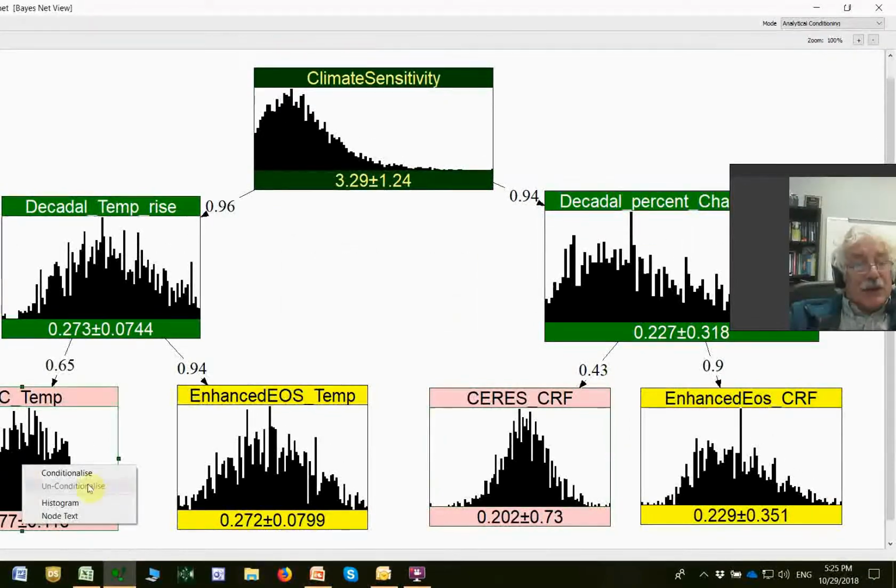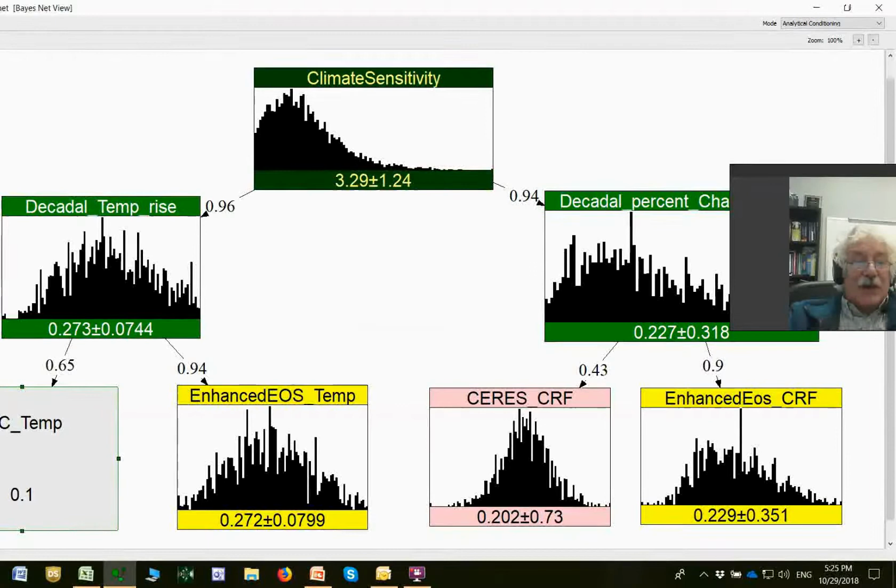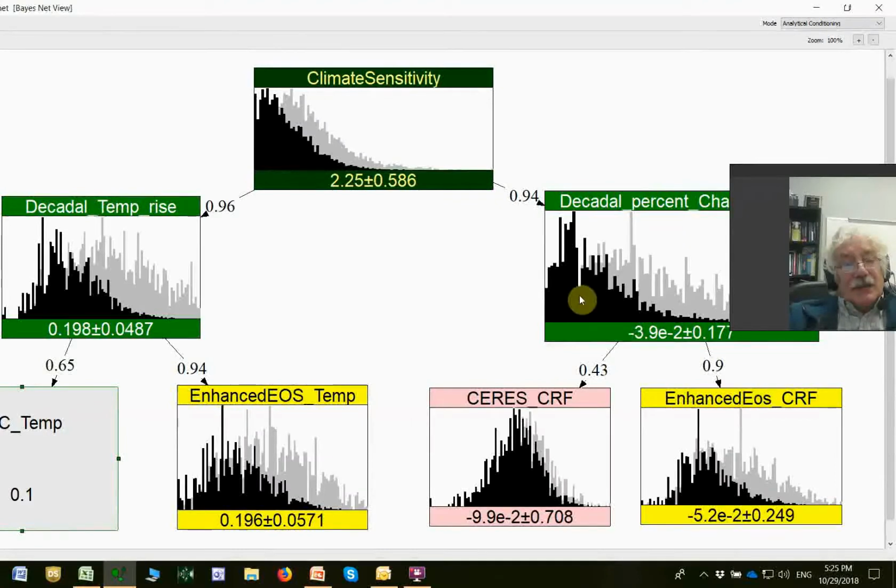and I want to conditionalize over here on the current system for measuring temperature, and I want to take a rather low value of 0.1. So if temperature goes up by 0.1 degrees centigrade per decade, it goes up by 1 degree in a century, and that's a fairly low value of equilibrium climate sensitivity. Let's update this. So you see that the expected value or predicted value is not 1, but is 2.25, quite a bit lower, but it's not 1 because of all the noise in these measurement systems.